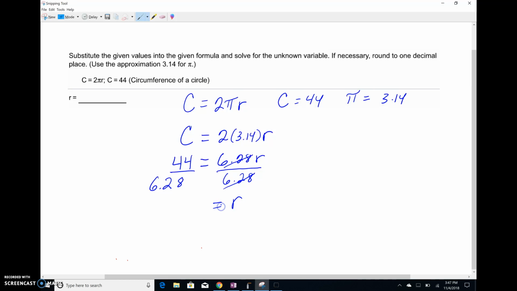So the radius is going to be the quotient of 44 and 6.28, which is going to be 7.006 approximately, because it continues going. It says to round to the nearest one decimal, which is this place right here. So therefore, it's going to be 7. Since the number to the right of 0 is less than 5, we're going to go ahead and drop all these digits here, and we're going to leave it as 7.0.